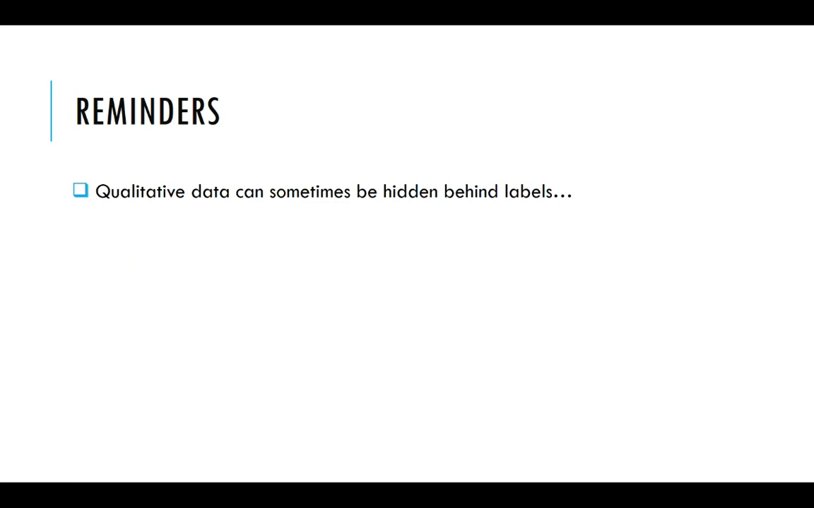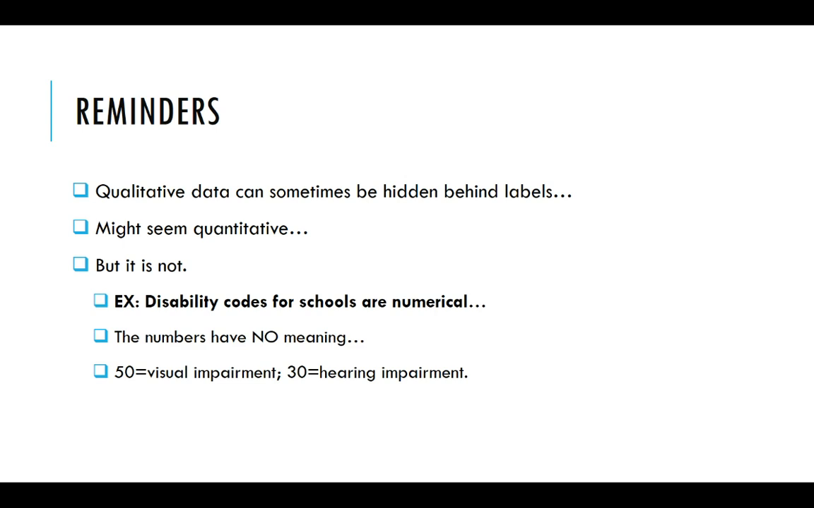Another thing I want to remind you of is that qualitative data can sometimes be hidden behind labels. And those labels might be numeric. It might seem quantitative, but it's not. Here's a good example. I was given some data with disability codes for schools, and those disability codes are numerical. But the numbers have no meaning. I'm just making up these numbers because I don't remember what the numbers are. But I got data that said, code 50, and maybe that's a visual impairment, and code 30, that's hearing impairment.